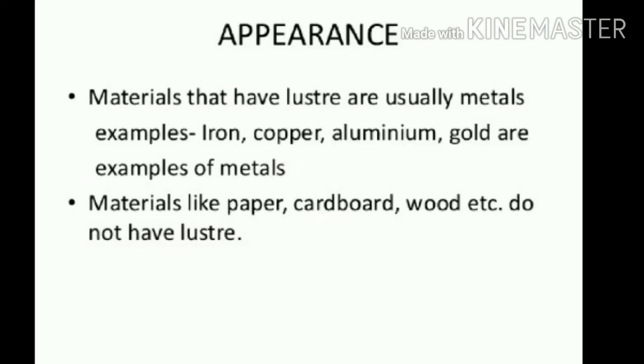Appearance means what? The materials that have luster are usually metals. For example, iron, copper, aluminium, and gold are examples of metals. Appearance means we have seen whether they are lustrous or not. Materials like paper, cardboard, and wood do not have luster. In this way, according to appearance, we are able to sort the materials into two groups, lustrous and non-lustrous.